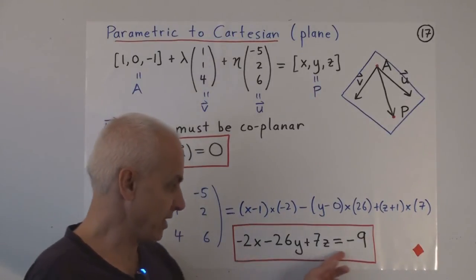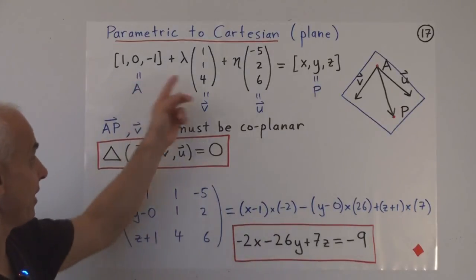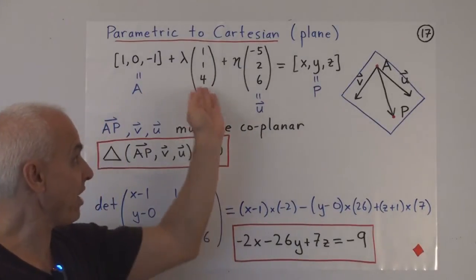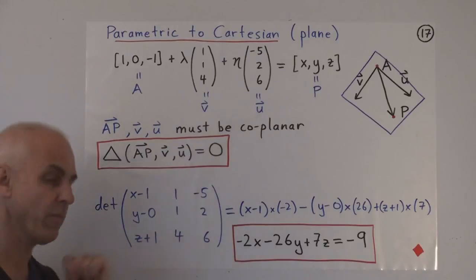So there is a Cartesian equation for that same plane as this is describing. So that's how to go from the parametric equation to a Cartesian equation through a determinant.